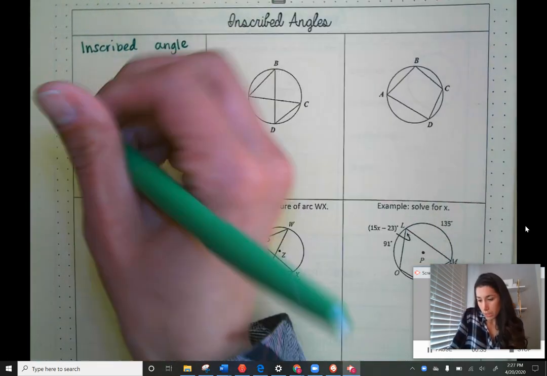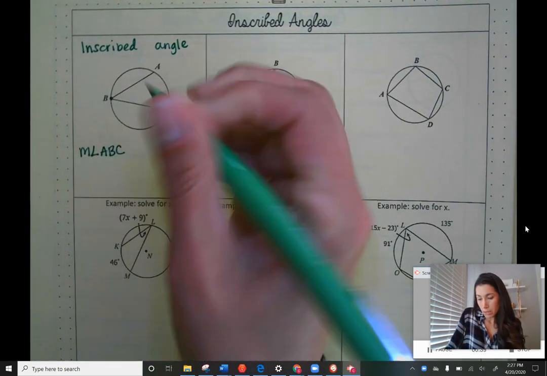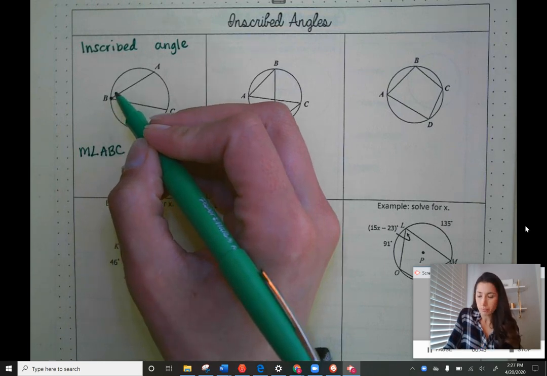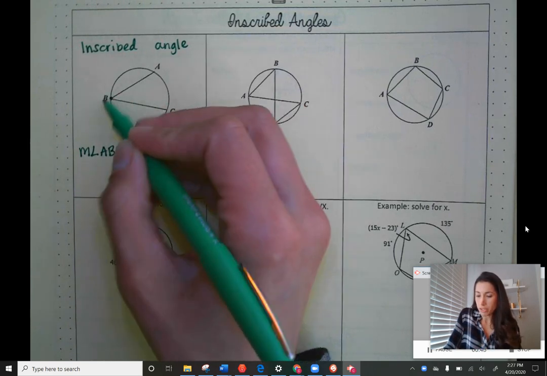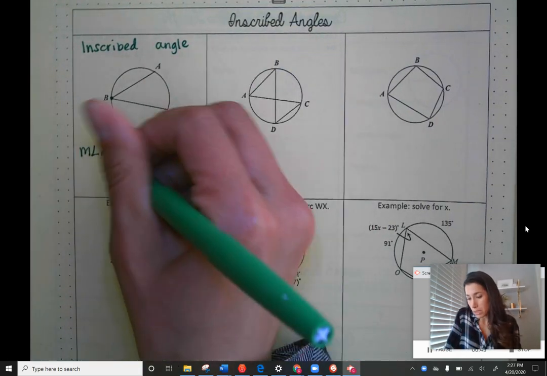So we could say that the measure of angle ABC, so I'm going to call this ABC. I guess you could also call it angle B. There's really only one angle at angle B, but there's some other overlapping arcs and circles around it. So I'm going to call it ABC.